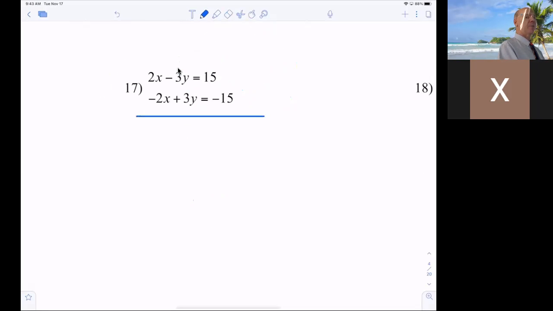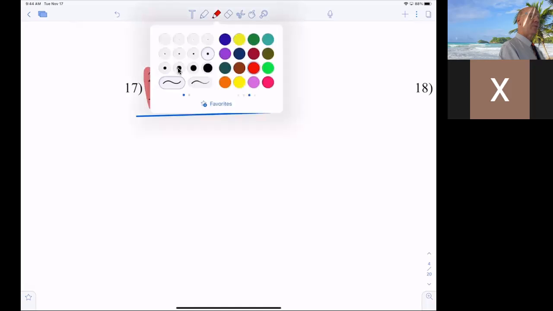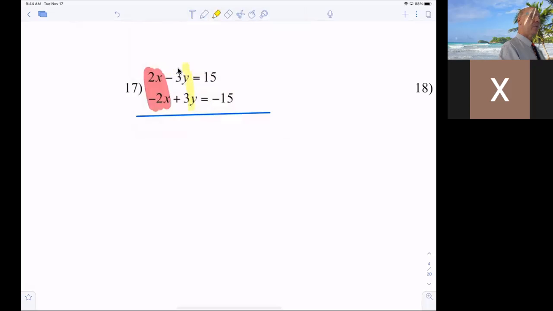Just add this up. Now you've got to be real careful not to say no solution. Because what happens to the 2x and the negative 2x? What happens to the negative 3y and the 3y? And then, of course, if you look carefully, negative 15 and 15. So we have 0 equals 0. When does 0 equal 0?